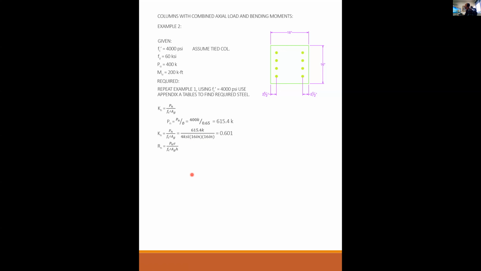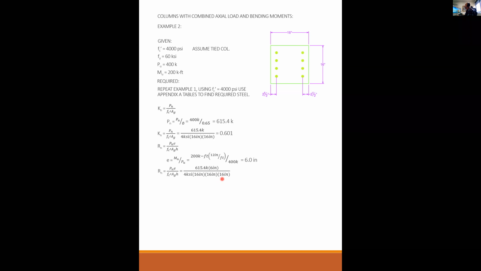Rn is Pn e over f'c Ag h. e is Mu over Pu, which is 6 inches. So Rn is equal to 615.4 times 6 inches divided by 4 ksi, Ag is 16 by 16, and h is 16. h is in the direction, you assume the load's going this way.